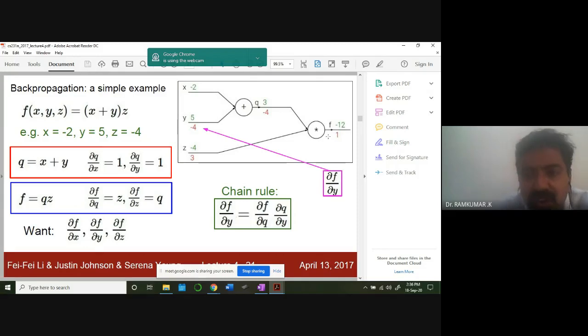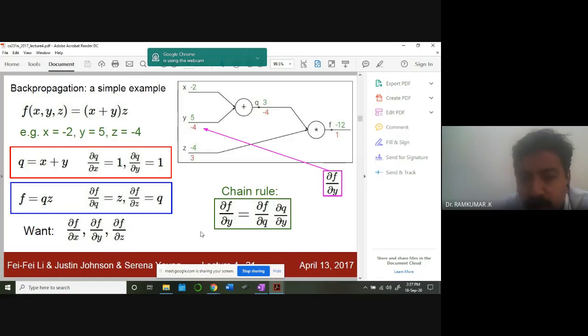So we are interested in computing the gradients. For q, I know this is x plus y. So if I find dou q by dou x, the value is 1. Dou q by dou y, the value is 1. Then the function f is equal to what? Q into z. Okay, you agree? Q is x plus y, and z is the same z. So f is equal to q z. Dou f by dou q is equal to z. Dou f by dou z is equal to q.